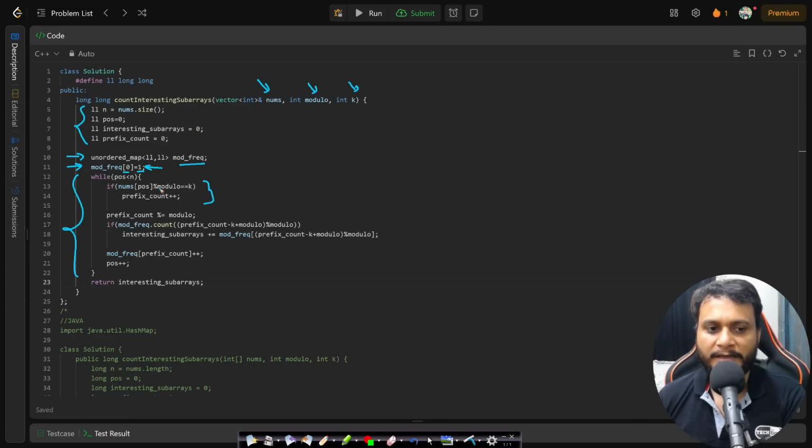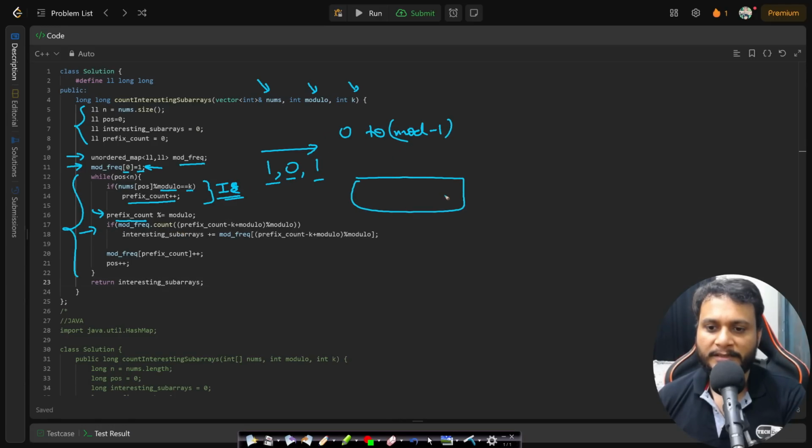So if I see a current element and if I take mod of given modulo value, if it is k, then this means it is an interesting element. And if it is an interesting element, I will increment the prefix counter because I am treating the values as zeros and ones. If it is 1 means it is interesting, if it is 0 means it is not interesting, according to what I explained. Now I will always maintain the prefix count value in the range of 0 to modulo minus 1. We will cycle back and then we will be searching for the target element.